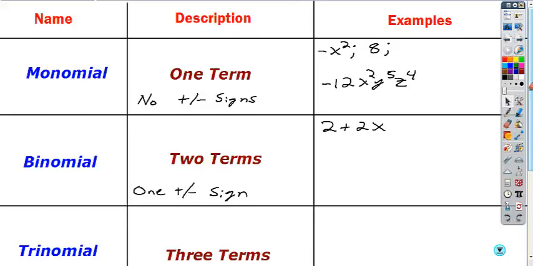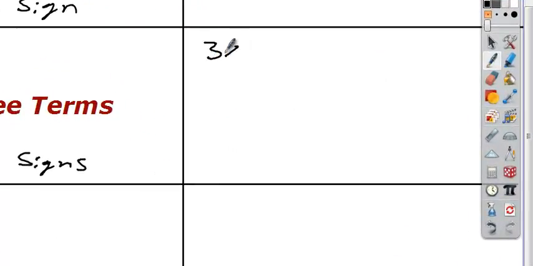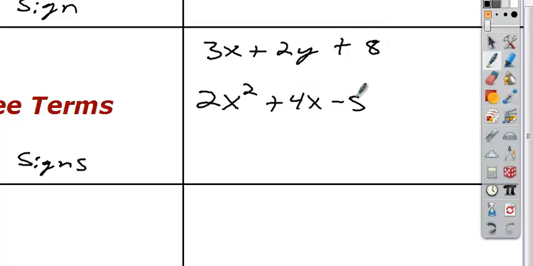Three terms. So how many plus or minus signs? 2. Can anybody give me an example of a trinomial? Three x plus 2y plus 8. That works. All right, in chapter 4, we spent a lot of time solving and factoring quadratics, right? So you saw a whole bunch of trinomials because you saw stuff like that, right? Correct?